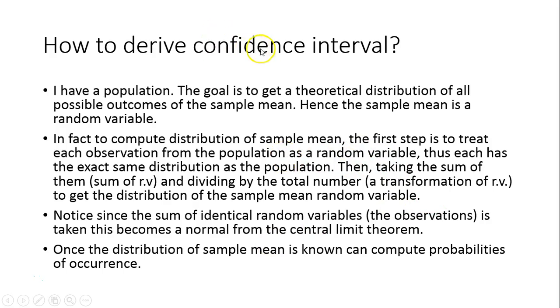So how do you derive this confidence interval? Well, you first have this population you don't know, okay? You gather a sample, okay? And when you gather the sample, the very trick is to treat each observation from the population like a random variable. Thus, each has the exact same distribution as the population. I treat it like a random variable because I'm interested in the probabilities of the sample mean, and how spread out the sample mean is.